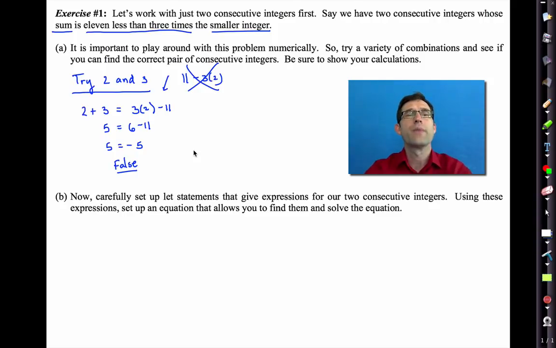Pause the video now. Pick another 2 consecutive integers. Try any 2 you want: 9, 10, 20, 21. Get exotic, go negative: negative 11, negative 10. But try 2 and see if you come up with the right 2. And then we'll go on and do it algebraically.